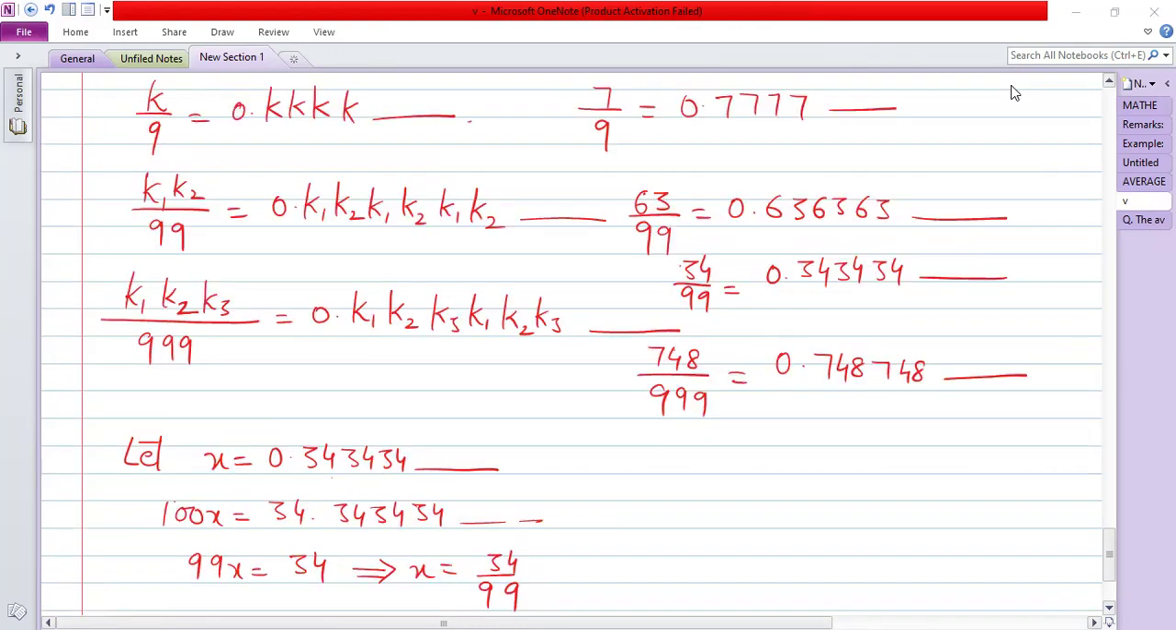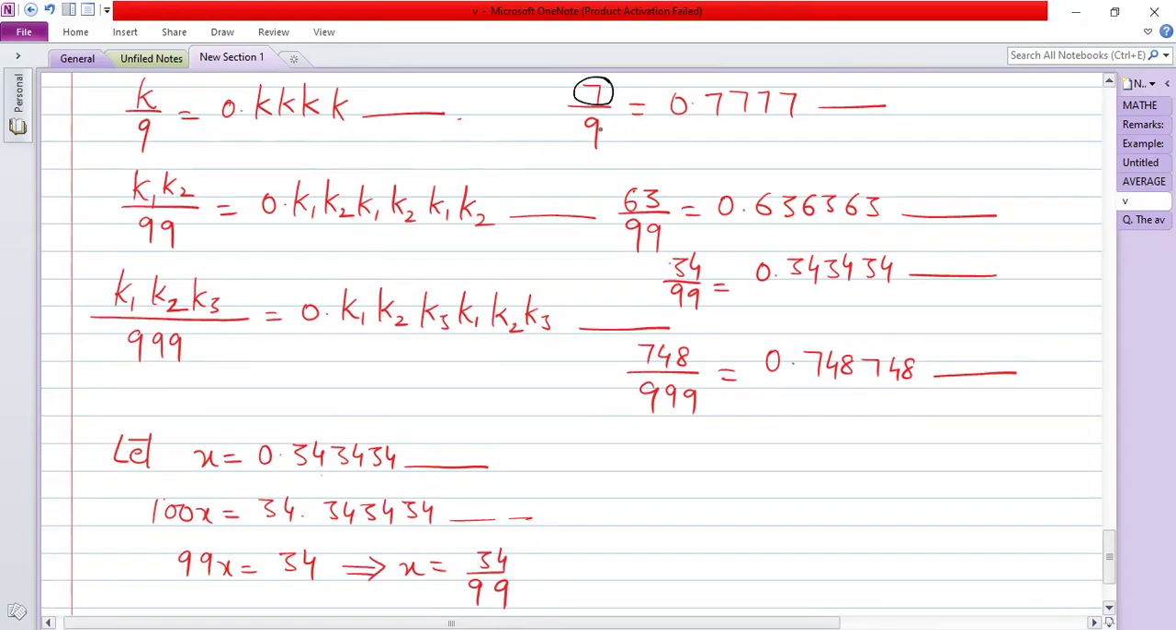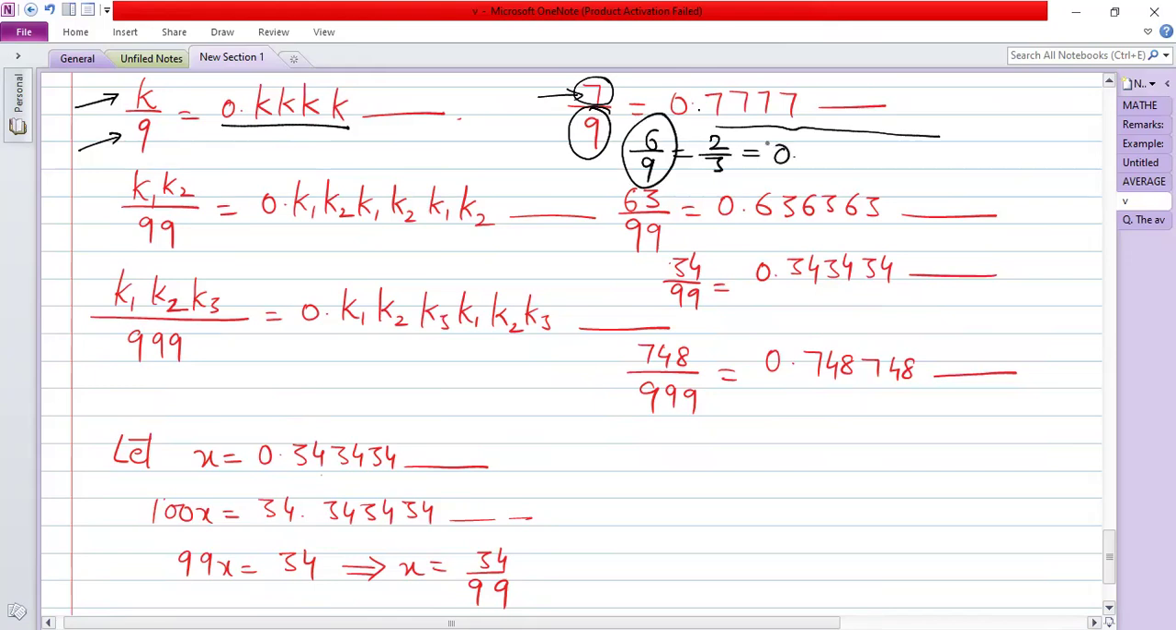Actually, in the previous question, I had used a certain remark. What is that remark? Suppose we have a single digit, say 7, divided by 9. A single digit divided by 9, its decimal will be nothing but 0.7777 going on. Means a single digit k divided by 9 will be 0.kkkk. Similarly, 6 divided by 9, which is actually 2 by 3, by the formula will be 0.666 going on.